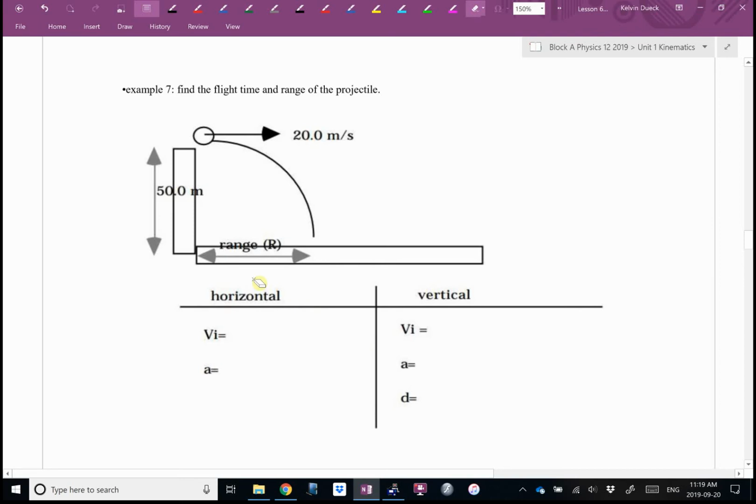Now here, I wrote the word horizontal and I wrote the word vertical. What's a good letter to use as an abbreviation for horizontal? X. What's a good letter to use as an abbreviation for vertical? Y. So what you'll often see me do as soon as I see a projectile somewhere off in the margin, I do that. Here I already did the table for you, so don't bother.